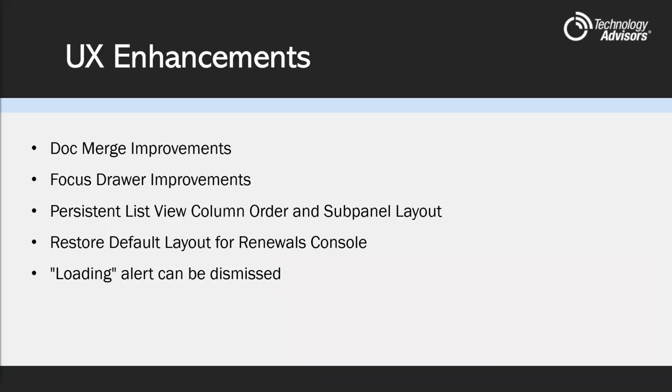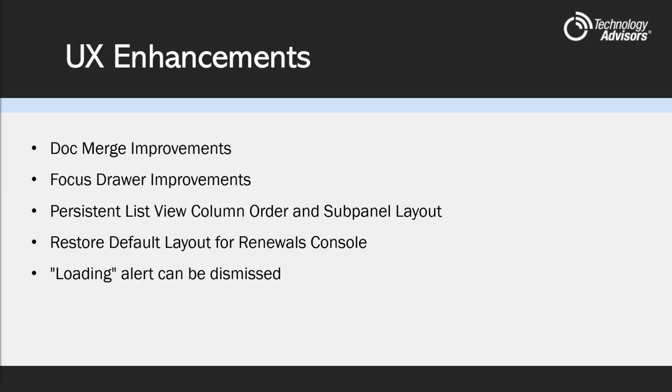Next up on our list, we have some user experience enhancements. The first being document merge improvements. Doc merge is a new tool that was formerly known as WDocs. It allows you to take Sugar data and put it into Word documents, PDF documents, and even PowerPoints. The precursor to this in SugarCRM was their PDF manager, which was a little bit dated, and Doc Merge is just a lot nicer. And we demoed that previously.